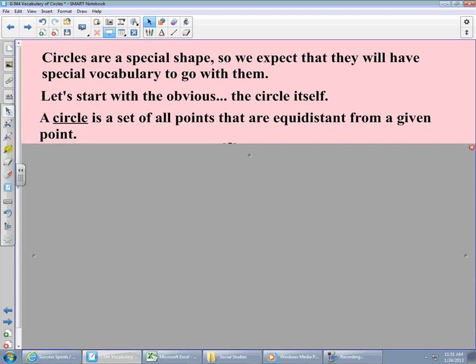Okay, so the official definition for a circle is it is a set of all points that are equidistant from a given point. Well, equidistant, there's a word we haven't heard in a while. I think we defined it way back in the beginning, but haven't seen it much. What does equidistant mean?